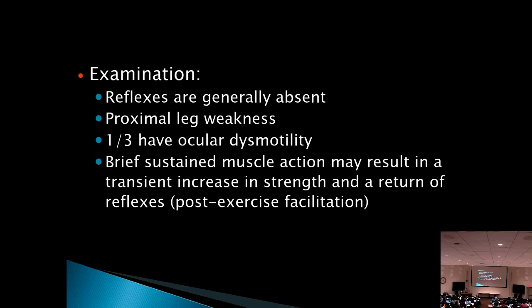I know it's a little confusing. This is not a lower motor neuron condition, yet these patients usually don't have reflexes. They have leg weakness, which tends to be a bit more in proximal muscles. And like myasthenia gravis, the neuromuscular junctions that are involved in moving your eyes are affected, but only in about a third of patients.